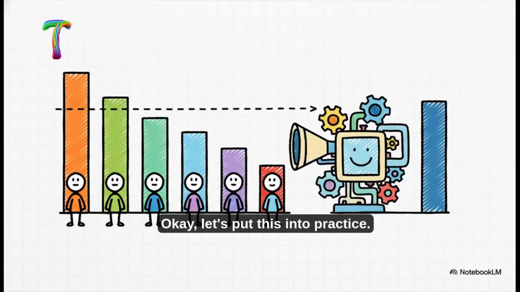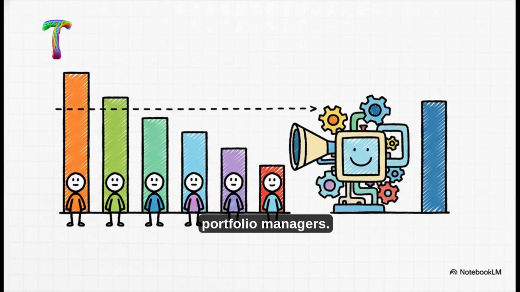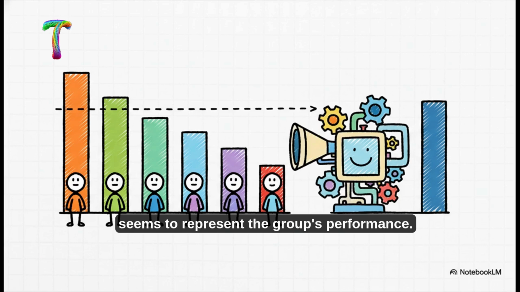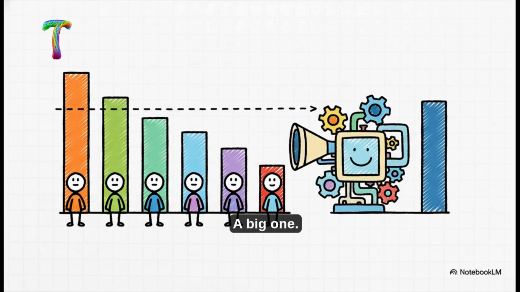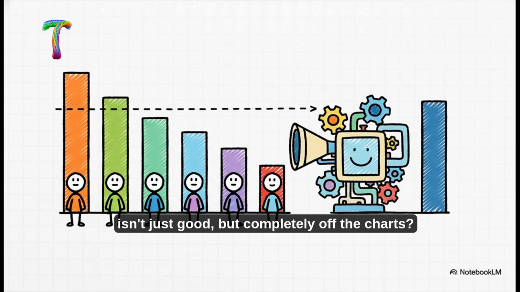Okay, let's put this into practice. Imagine we're looking at the returns from a group of 5 portfolio managers. We can average them all out and get a single number that seems to represent the group's performance. It feels pretty solid, right? Like a good representation. But here's the thing. This method has a hidden weakness, a big one. What happens when one of those managers has a year that isn't just good, but completely off the charts?